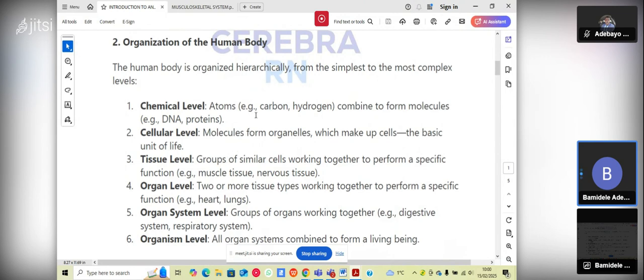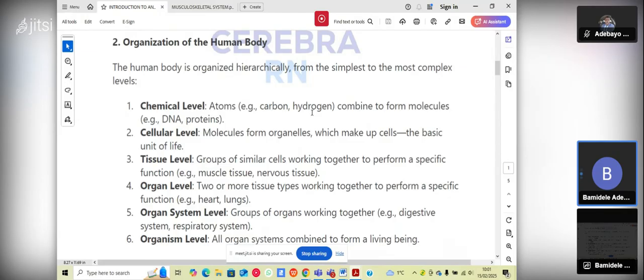The body is made of atoms, like carbon atoms or hydrogen atoms, which combine to form molecules, such as your DNA. DNA contains a lot of atoms coming together to form it. Then our protein also is a combination of so many atoms that come together to form the protein molecule. So that's the chemical level, the simplest form, the first form.